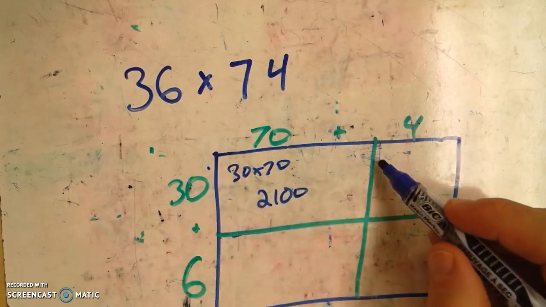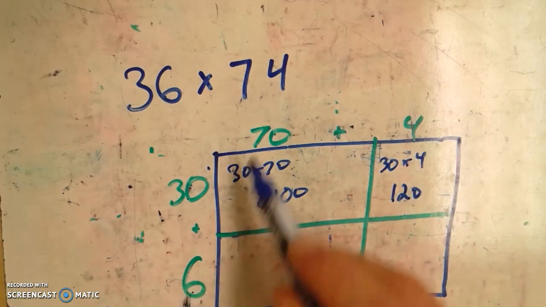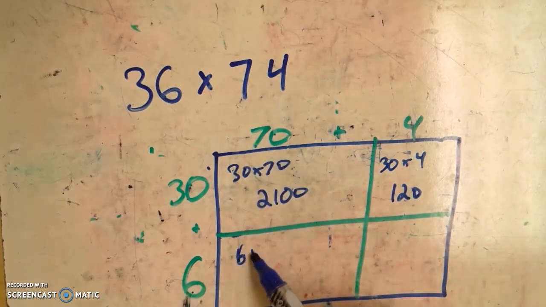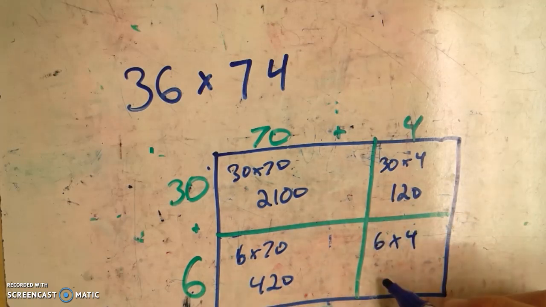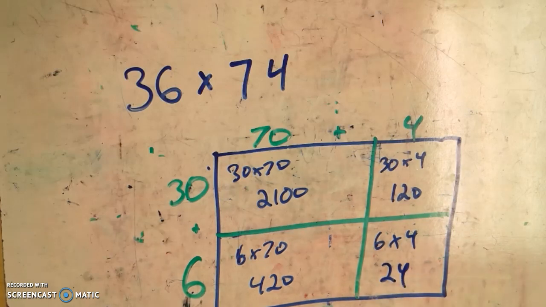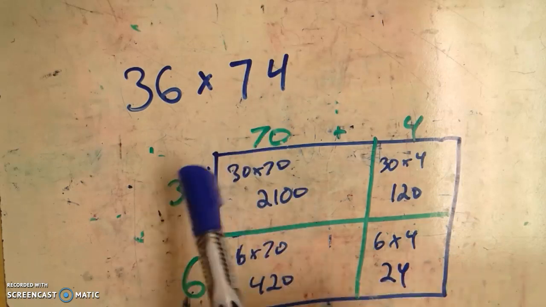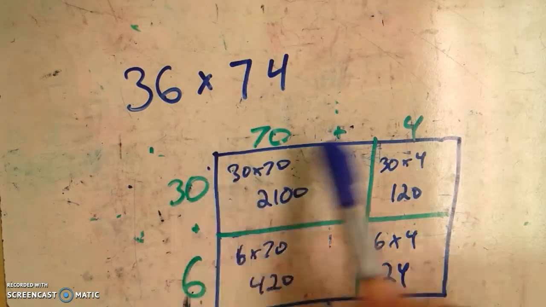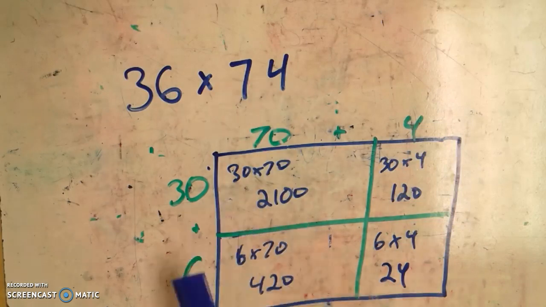30 times 4. 6 times 70. 420. And 6 times 4. You can see that you're doing the 30 times the top, 30 times the 4. And then you do the 6 times the top, 70, 6 times the 4. You do that in that box right here.